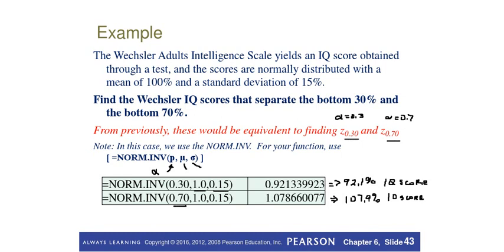So the middle 40% of our population taking this Wechsler IQ test will have a score between 92 and 108 approximately, if we were interested in figuring that out.